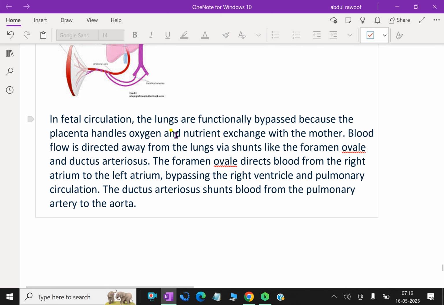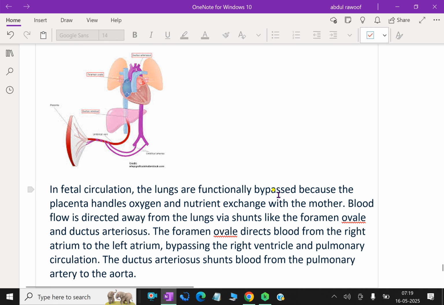In fetal circulation, the lungs are functionally bypassed because the placenta handles oxygen and nutrient exchange with the mother. Blood flow is directed away from the lungs via shunts like the foramen ovale and ductus arteriosus. The foramen ovale directs blood from the right atrium to the left atrium, bypassing the right ventricle and pulmonary circulation. The ductus arteriosus shunts blood from the pulmonary artery to the aorta.